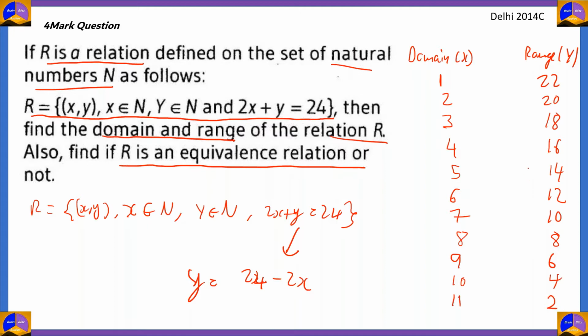And since the function is defined on the set of natural numbers, the value for x equals 12 will be 0, which is not in the set of natural numbers.